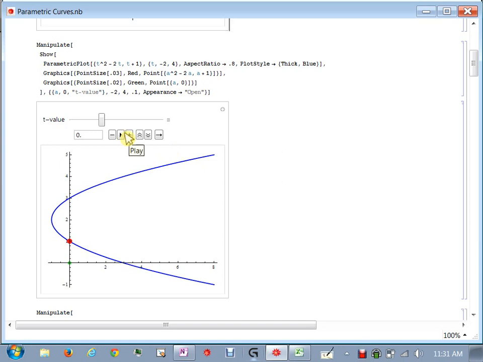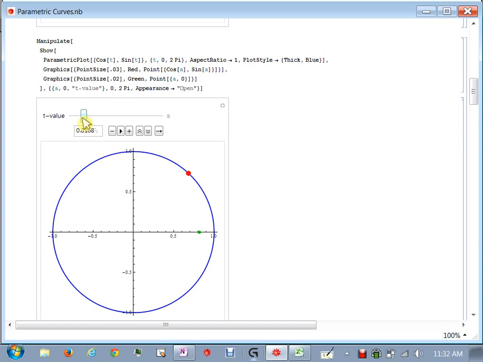And then as time moves on, when I get to 1, where should I be? Well, 1, take away 2, so -1, and then 2. So I should be at -1, 2, you see? So I'm drawing this thing with parametric curves.